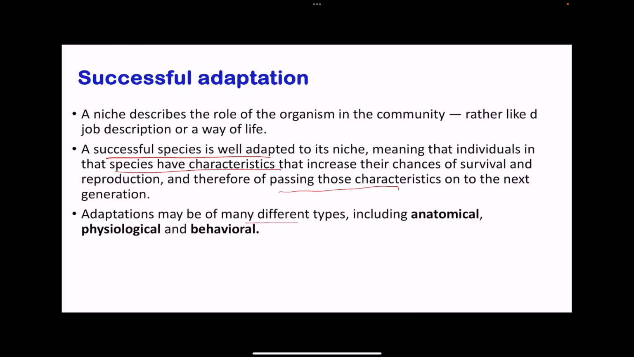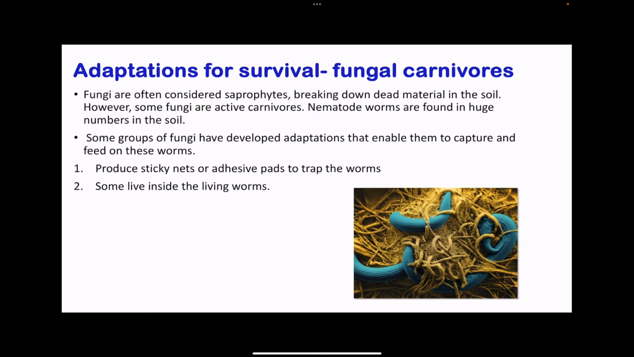Adaptations may be of many different types. There is anatomical adaptation, there is physiological as well as behavioral adaptations, like we're going to see. Beginning with the first adaptation for survival, I'm going to be looking at fungal carnivores. Fungi are usually saprophytes, meaning they release enzymes that break down dead material in the soil. However, some fungi are active carnivores, like the nematode worms we're going to look at here.